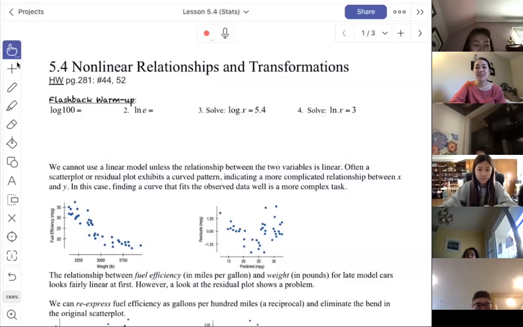All right, guys. So lesson 5.4, non-linear relationships. We've been talking about linear relationships and emphasizing that this entire time. Now we're going to talk about, well, what do you do when it's not linear? And this actually requires a little bit of math, algebra 2 background.